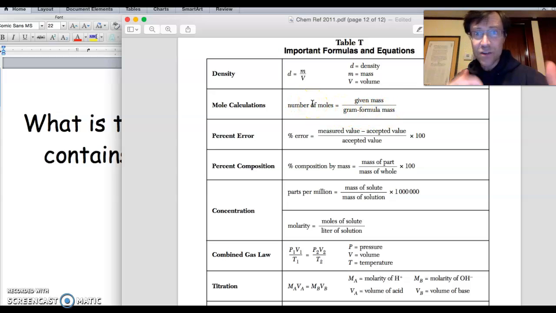My point is you don't need to use the lines of pain anymore. It's right there in your reference chart. It's been there the whole time. You didn't have to use the lines of pain, but you did. So if they give you grams and you need to convert to moles, you may use lines of pain if you are boss enough to do that. But feel free to use this equation right here. Got it? So number of moles is mass divided by the gram formula mass.